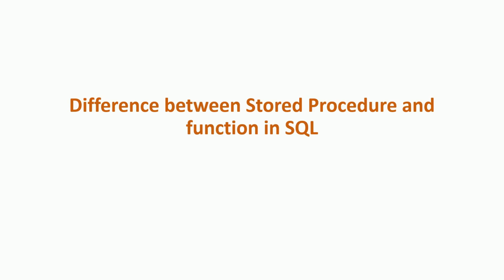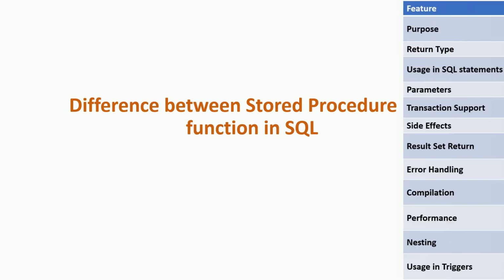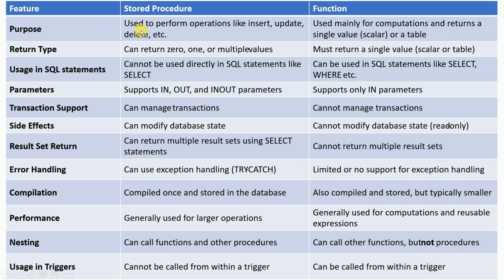In this video, I am going to explain the difference between stored procedure and function in SQL. So let's start. So the first difference is stored procedure is used for operation like insert, update and delete etc. Whereas function is mainly used for computation and it returns a single value or scalar value or as a table.